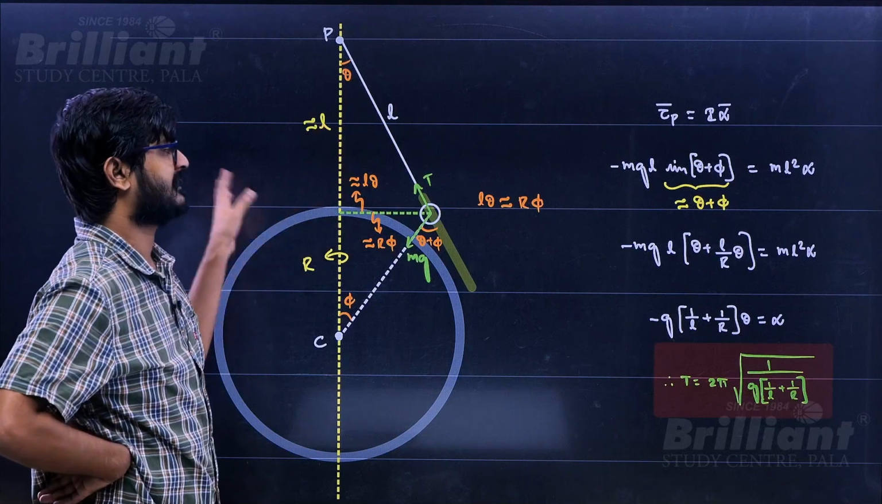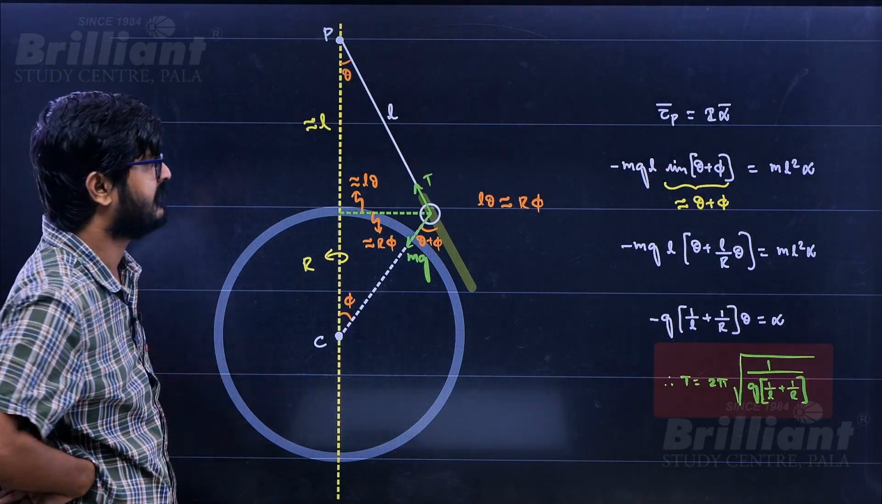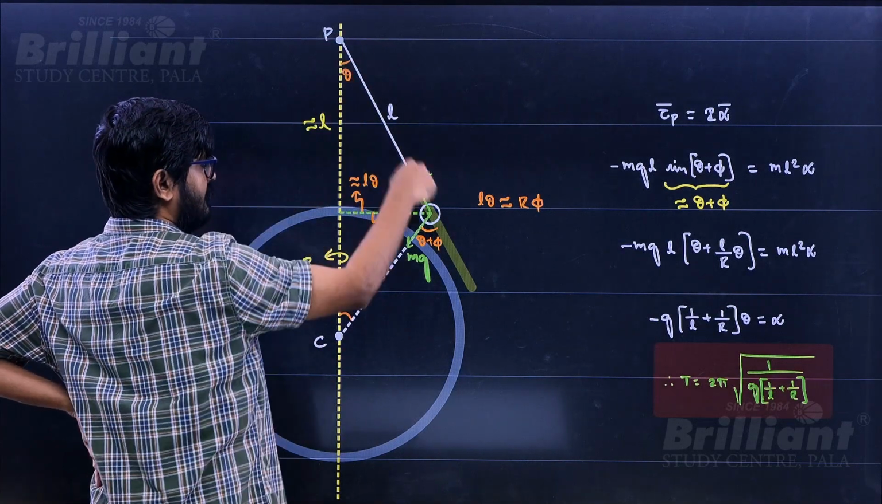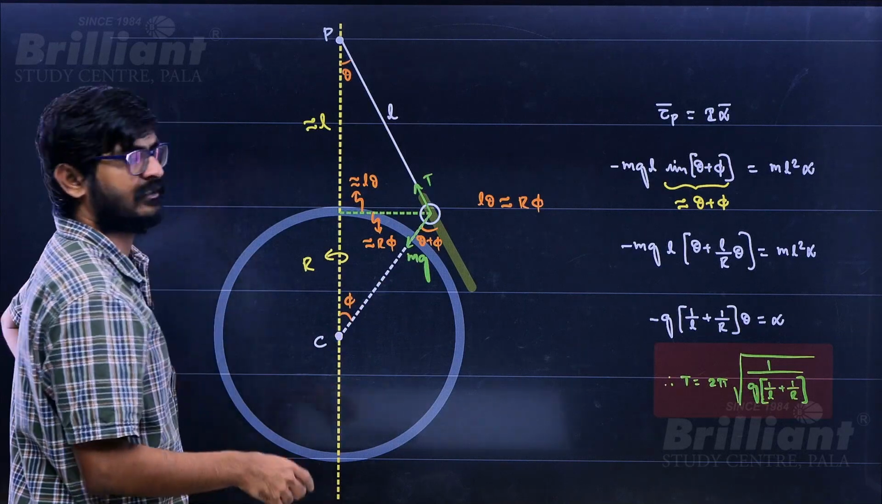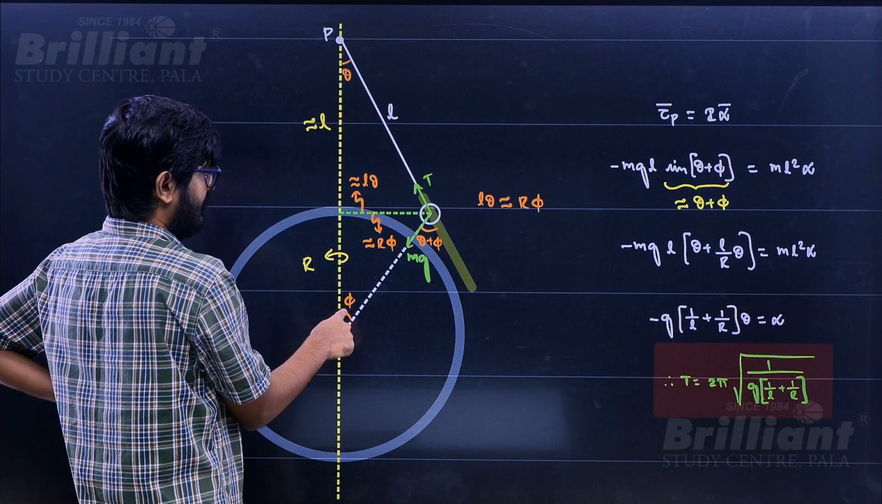So when it is performing that curvilinear motion, we will be writing torque equals I alpha and we will be seeing SHM form, right? So we will be writing torque about this point. Torque equals I alpha, torque due to tension is 0, torque due to weight we need to find. Now before that, let me do something. Let me call this angle theta, this angle phi.